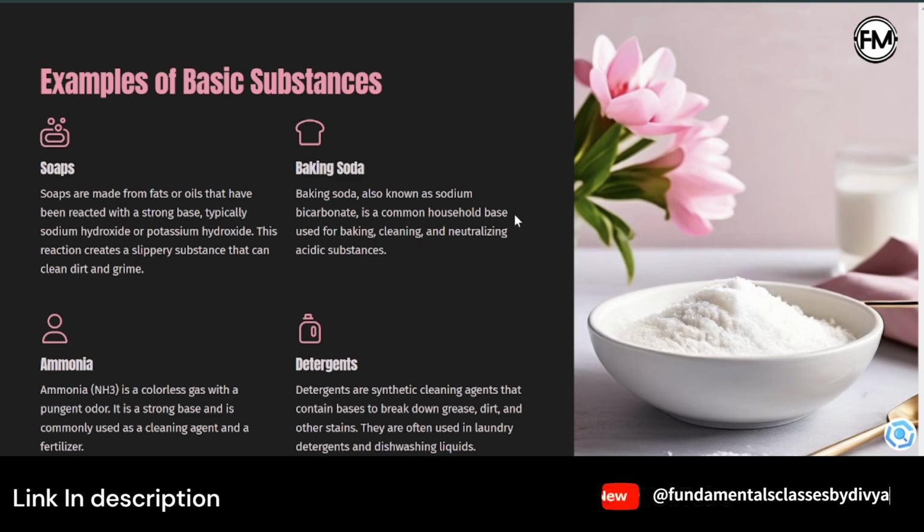Third is ammonia. The formula for ammonia is NH3. It is a colorless gas with a pungent odor. Odor means smell again, right? So it has a pungent smell, it is a colorless gas and a strong base, and it is commonly used as a cleaning agent and a fertilizer. And lastly, detergent, which I have already discussed. Detergents are synthetic cleaning agents that contain bases to break down grease, dirt and other stains. They are often used in laundry detergent and dishwashing liquid, right?